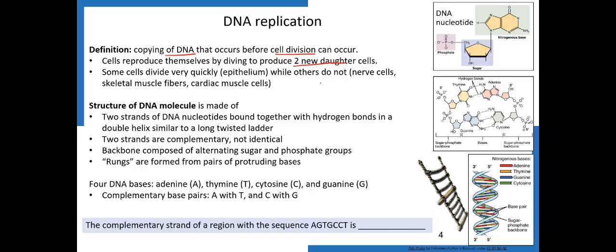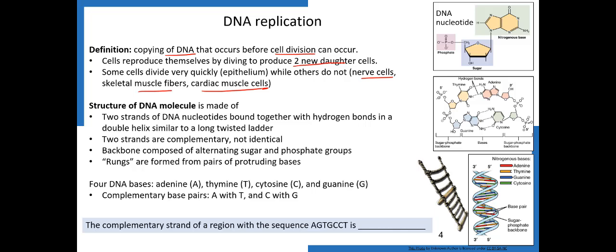Some cells divide very quickly. So your skin cells divide very, very quickly. Your hair cells divide quickly, while other cells don't divide as quickly. So some of the cells that don't divide as quickly are nerve cells, skeletal muscle cells, cardiac muscle cells, bones, and so on.